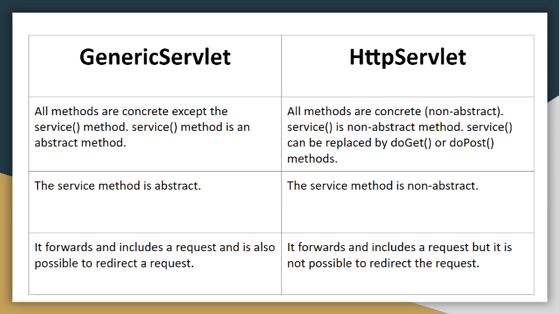All methods are concrete except the service method in generic servlet class, and in HTTP servlet all methods are concrete. Service is a non-abstract method. Service can be replaced with doGet or doPost methods. In generic servlet, it forwards and includes a request and is also possible to redirect a request. And in HTTP servlet, it forwards and includes a request, but it's not possible to redirect a request.